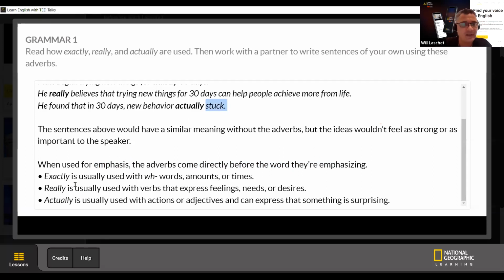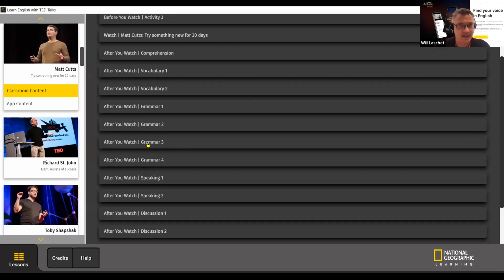It then breaks it down and it tells us how we use them. Exactly is for WH words, amounts, or times. Really is used for feelings. And actually is often used to express something that is surprising. So, something that we think the listener will not be expecting, we use this actually. So obviously there are other uses for these adverbs, but these are the ones we're focusing on. So we're going to have a look at a few examples, and you're going to help me to answer these questions. So we're going to do grammar 3.